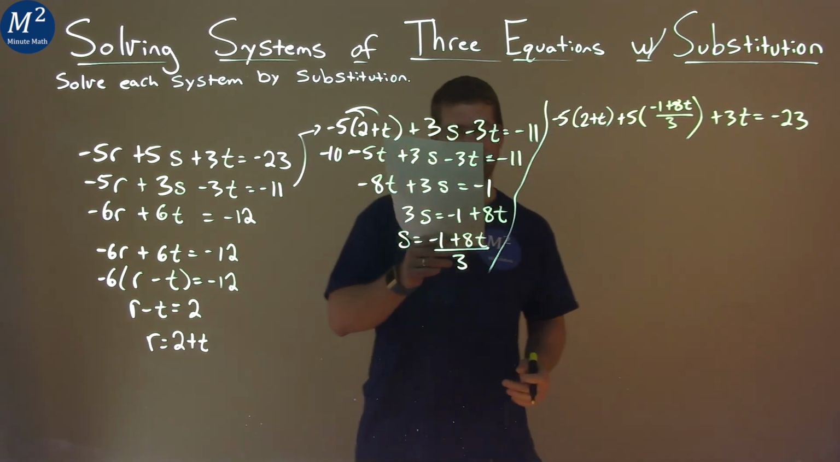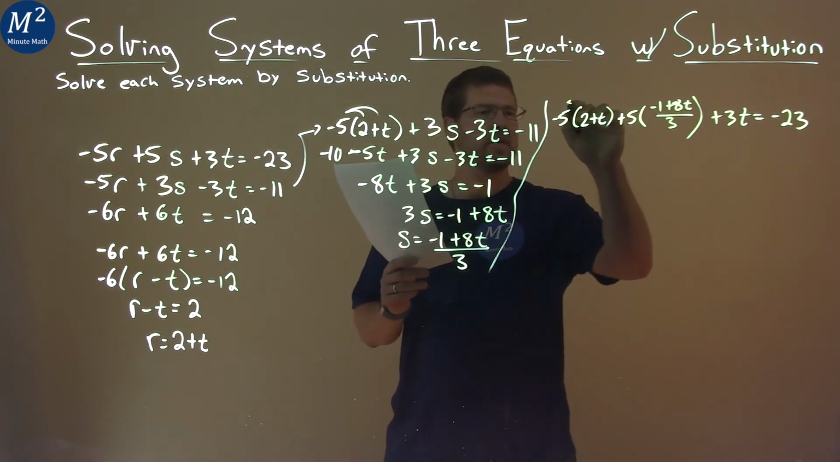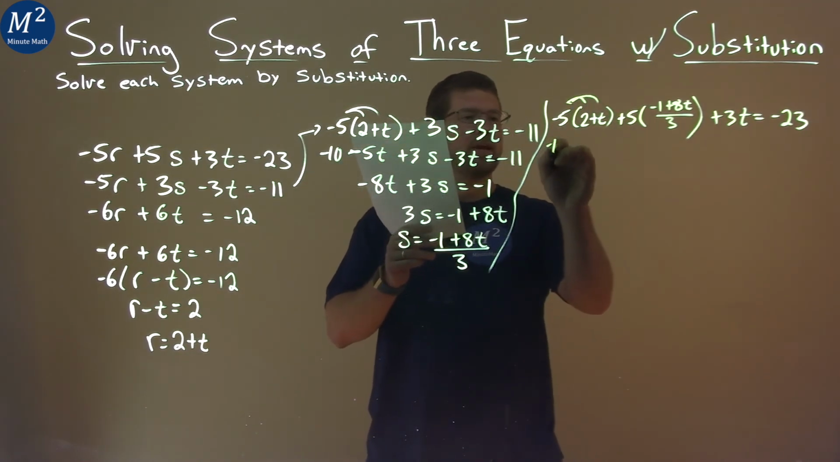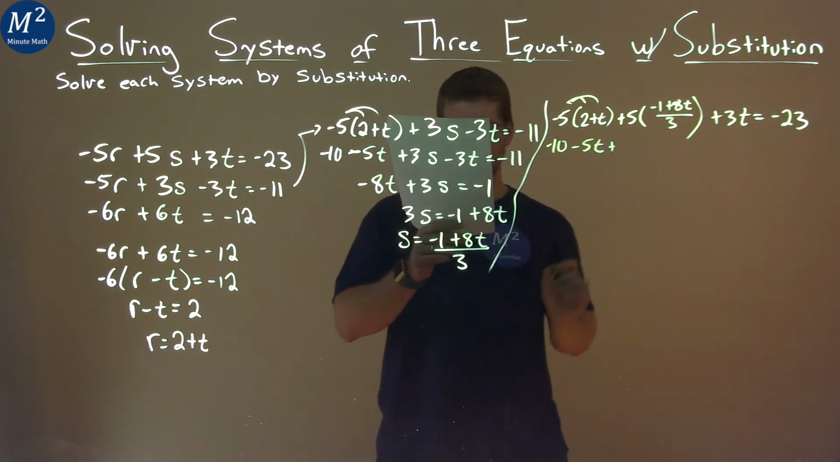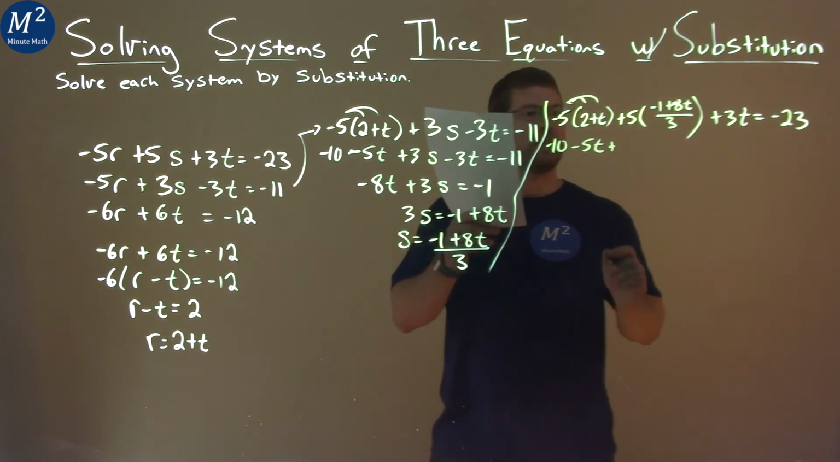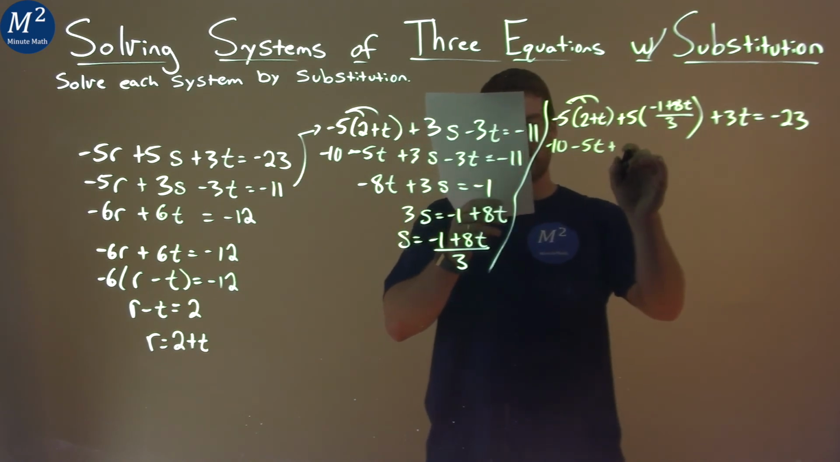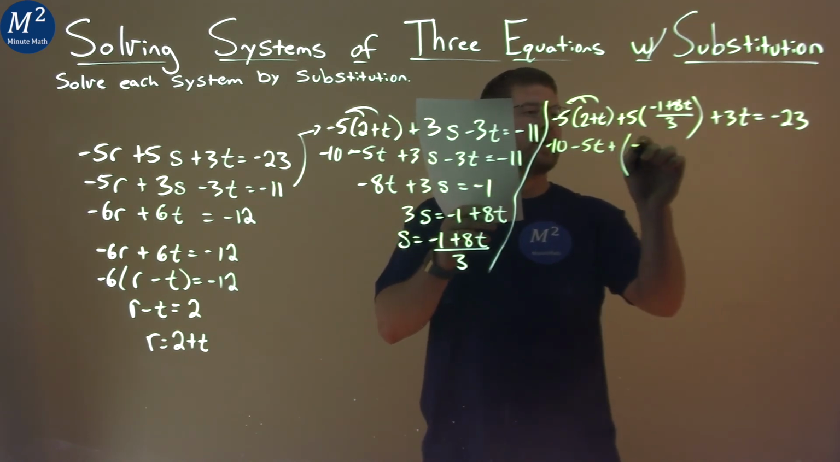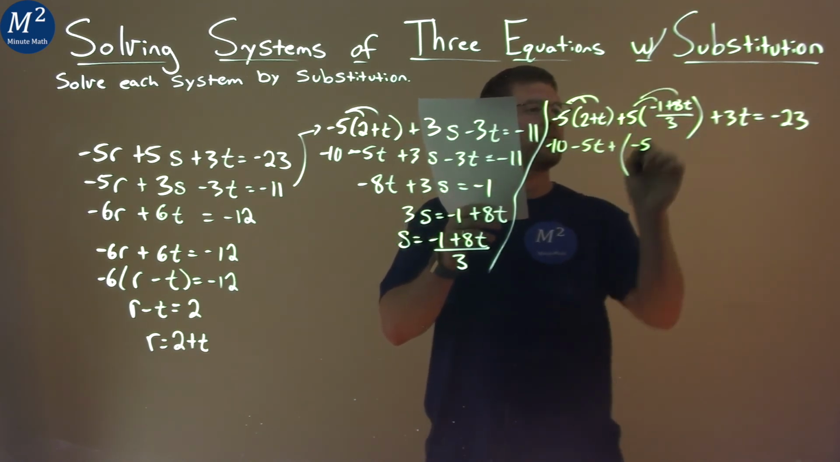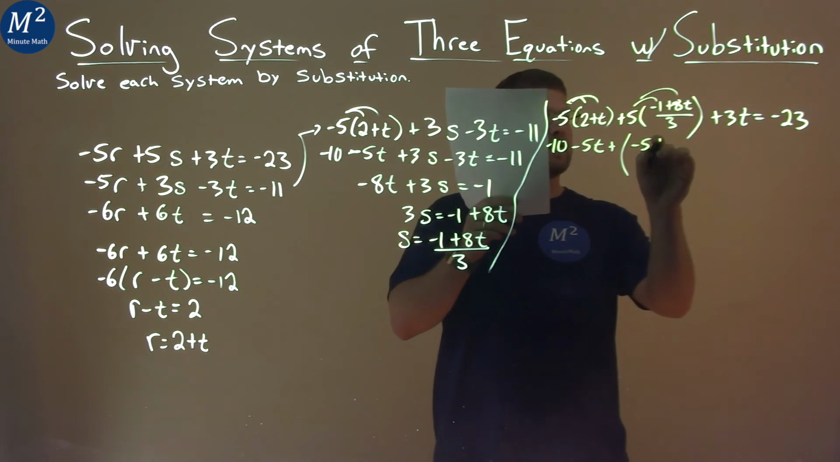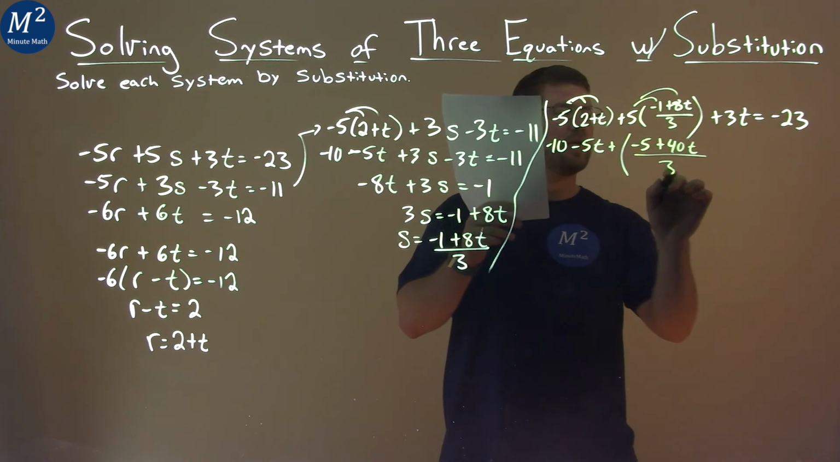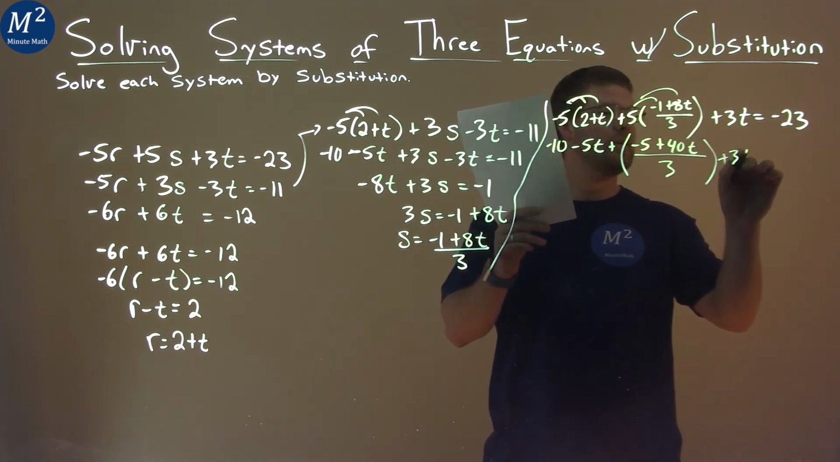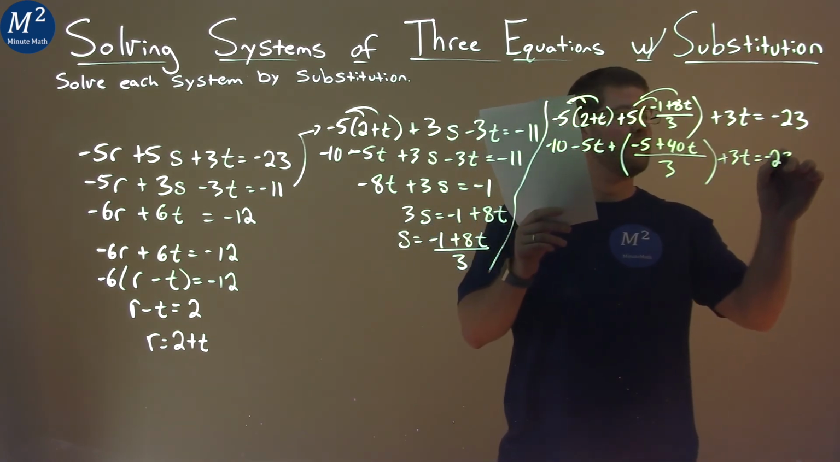So now I want to simplify this. Let's take our time. Distribute the minus 5. Negative 10 minus 5t here, plus, let's distribute that 5 to both parts again. Put a big fraction. We have minus 5 going to both parts of the numerator, plus 8 times 5 is 40. We have 40t all over 3, plus 3t equals negative 23.